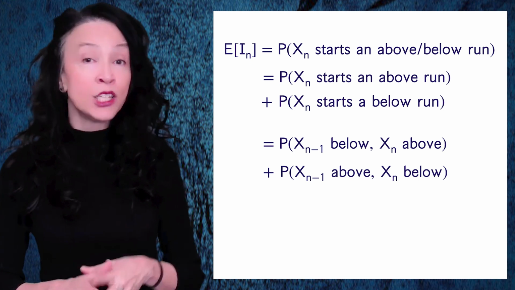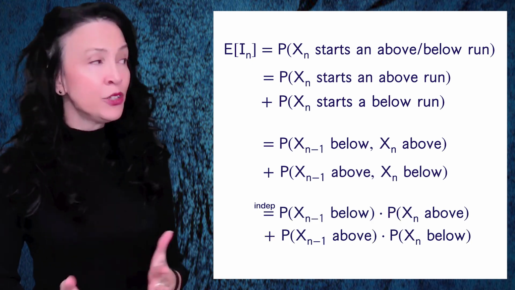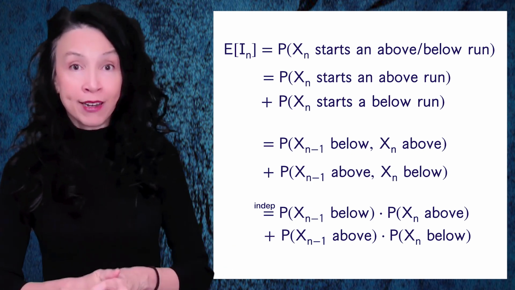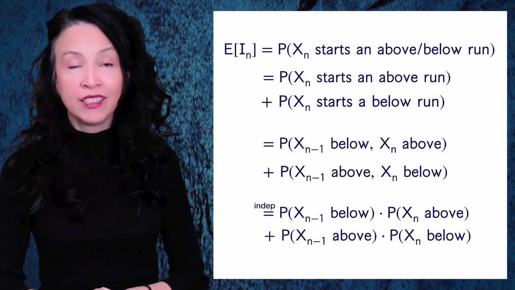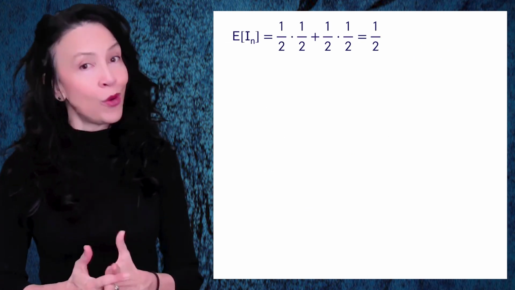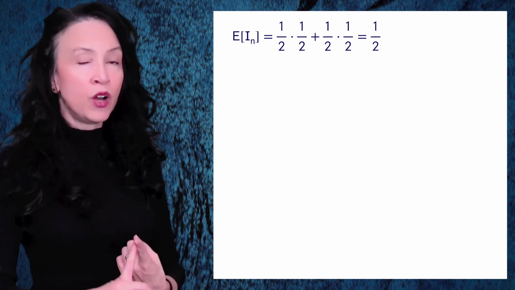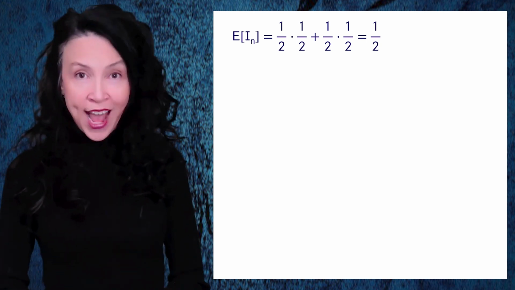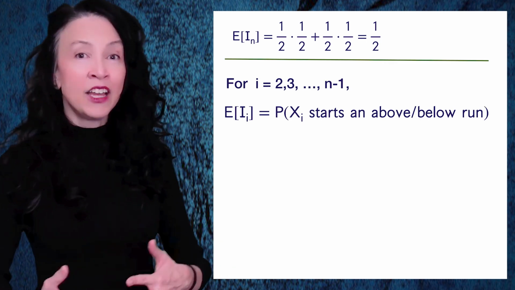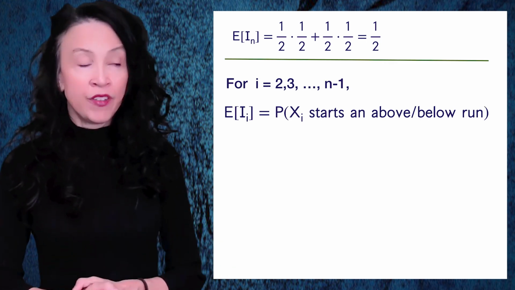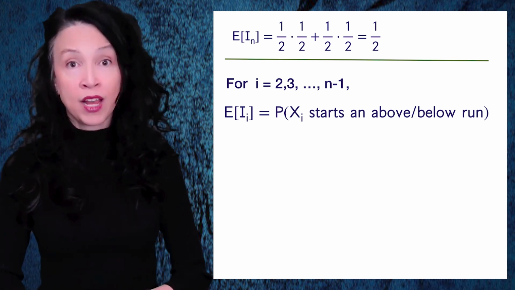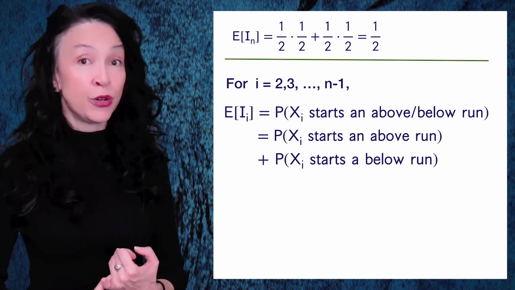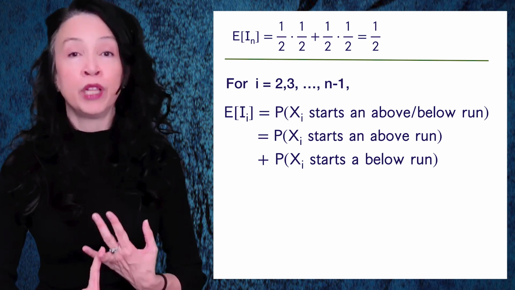Now, these are assumed to be independent, so I get to factor all of these probabilities, and these are all supposed to be, in our hypothesis, IID uniform 0-1 random variables, so all four of these probabilities are 1/2, and when you multiply those and add them together, you get 1/2. So now we know that I_1 is always 1, and therefore the expected value of I_1 is 1. We know the expected value of I_n is 1/2. Let's look at the other indicators. As i goes from 2 to n minus 1, the expected value of I sub i is just the probability that X_i starts a run. And as before, we can break this up into two disjoint event probabilities: the probability that X_i starts a run above the mean, plus the probability it starts a run below the mean.